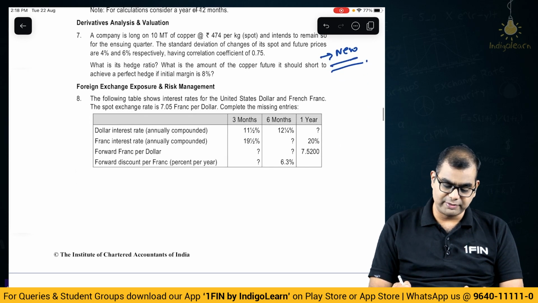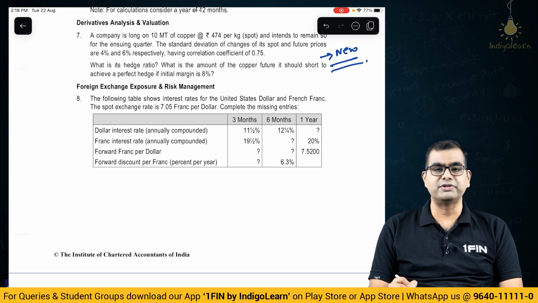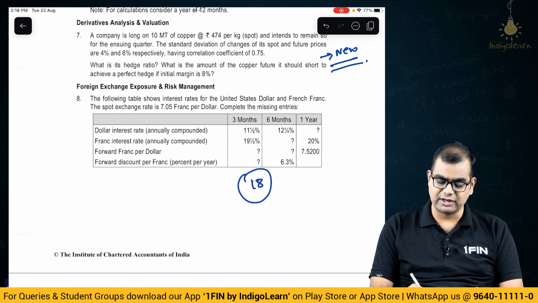Then foreign exchange management, there is this question marks, franc per dollars, exchange rate, complete the missing entries and all. This is question number 18.